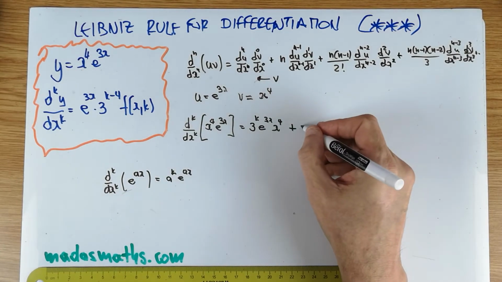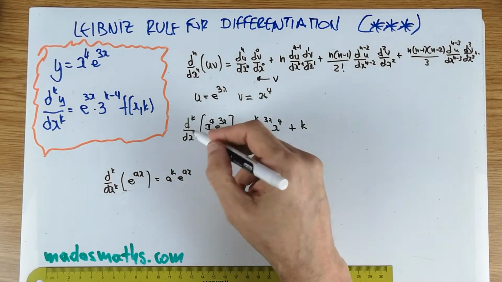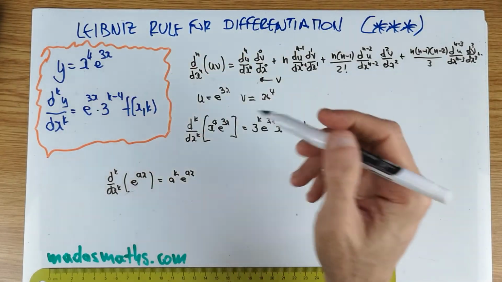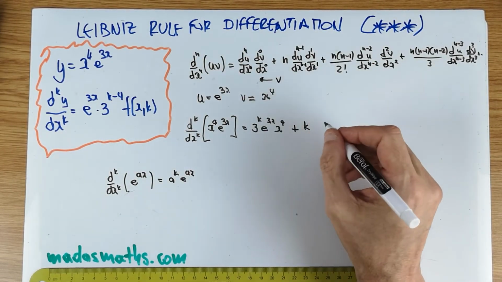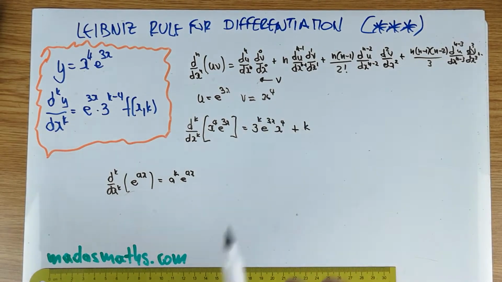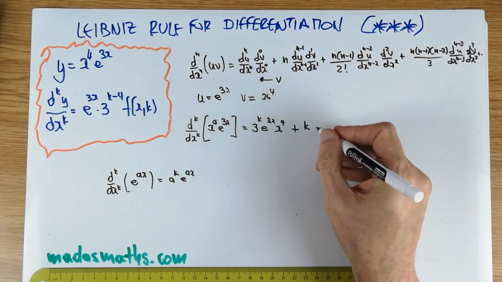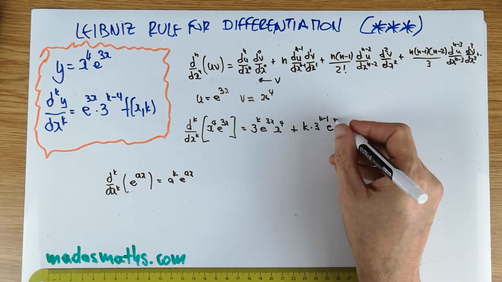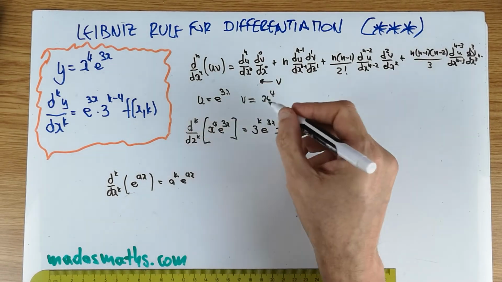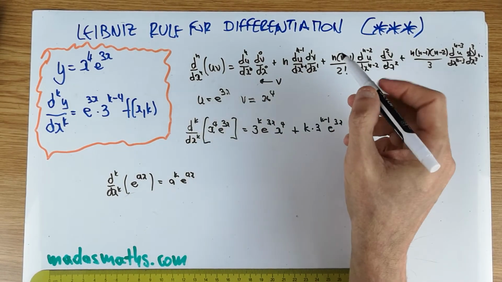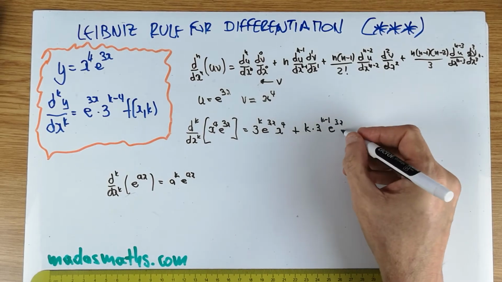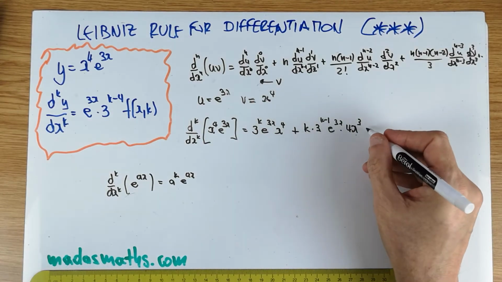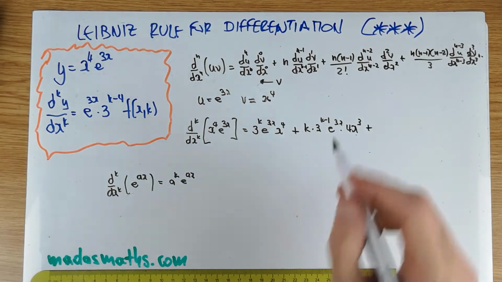Plus, let's not forget the k, because I wrote it there as n, but the question for some bizarre reason has it in k's. So that's a k. Now I differentiate my u k minus 1 times. So now it's going to be times 3 to the k minus 1, e to the 3x. So that's differentiating the u times differentiating now the v once. So it's going to be times 4x cubed.